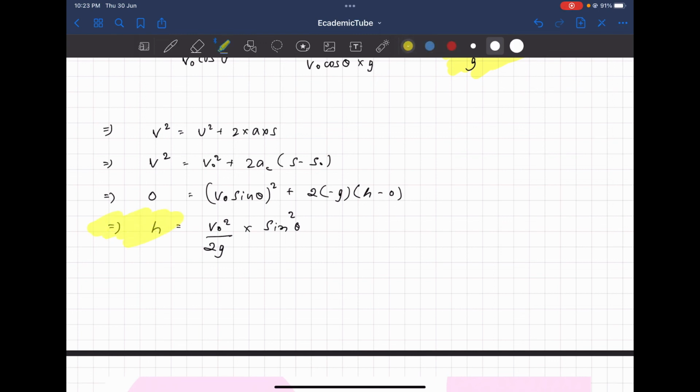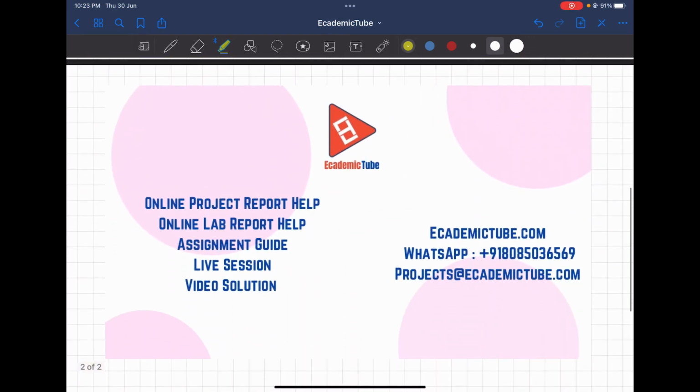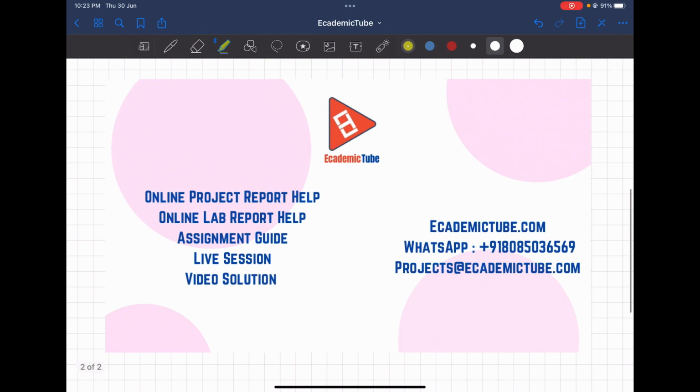In this way we got the values of range, time and height, and all the equations are represented with respect to the velocity, gravity and the given angle theta and the velocity given. I hope you understand the equations and the solution.